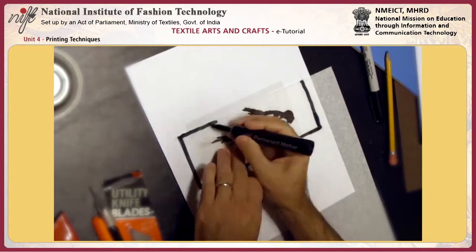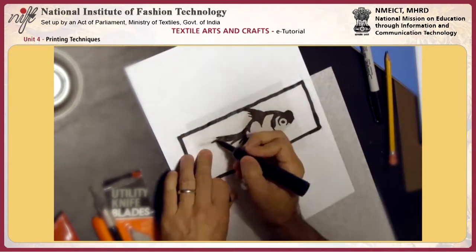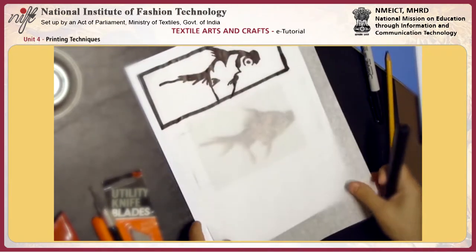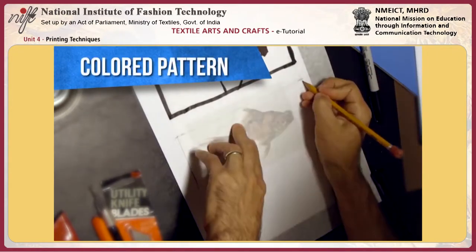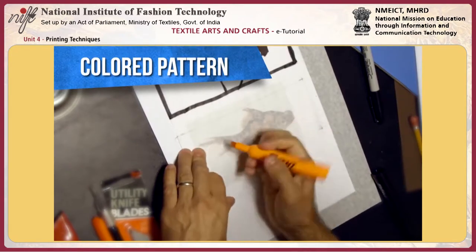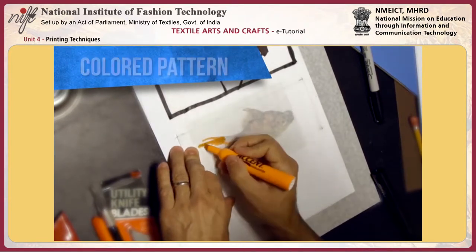I'm creating a border for this print. Reposition your tracing paper and copy the reference marks again. Using a marker, fill in all the colored area of the image.